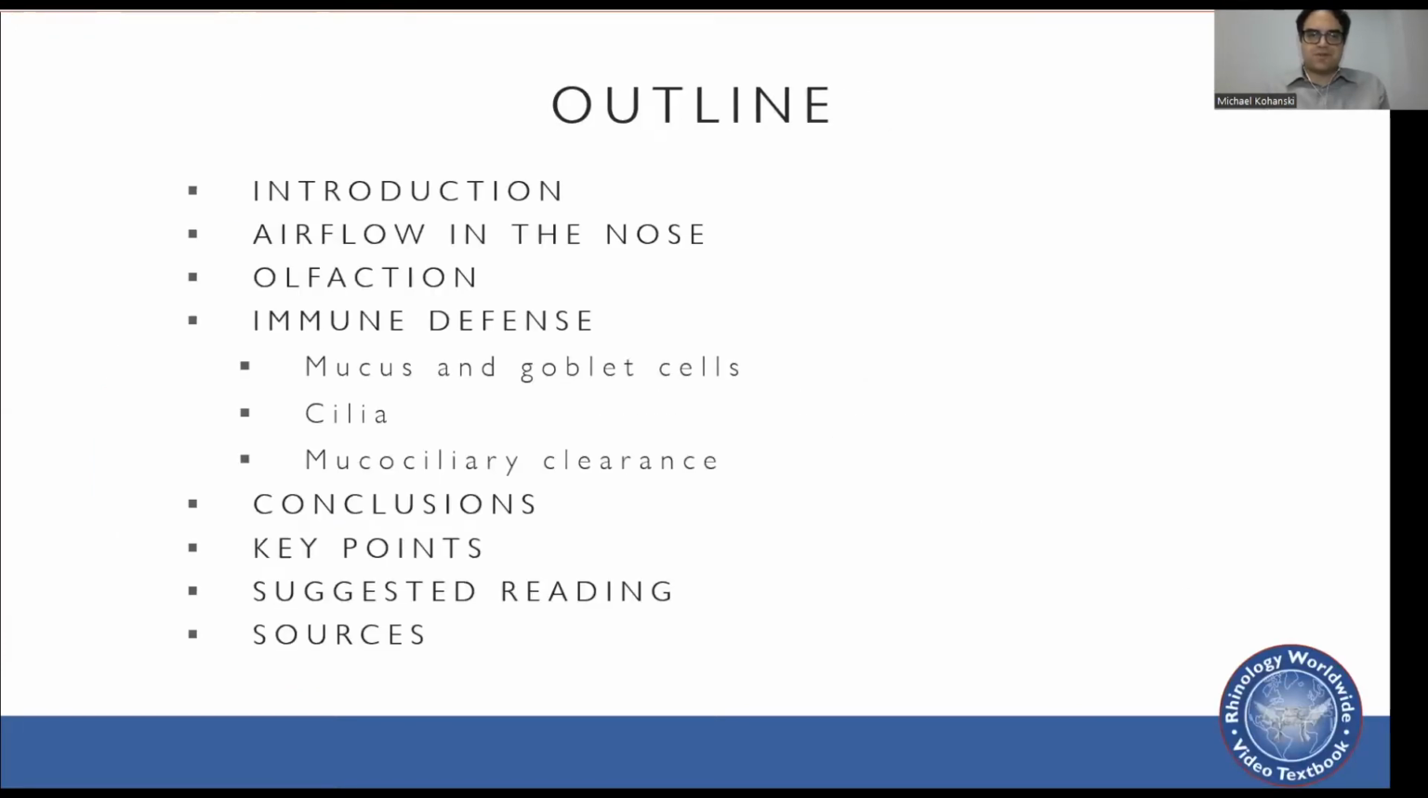So in this chapter, we'll start with an introduction, followed by a discussion on airflow in the nose, briefly touch on olfaction, and then discuss immune defense, specifically focusing on mucus and goblet cells, cilia, mucociliary clearance, followed by a wrap up with some conclusions and key points, suggested reading, and sources.